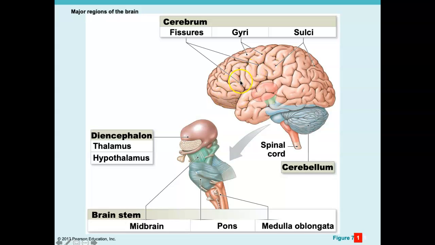Now, the lobes of the brain have the same names as the bones outside the brain. So this would be the temporal lobe, frontal lobe, parietal lobe, and occipital lobe.